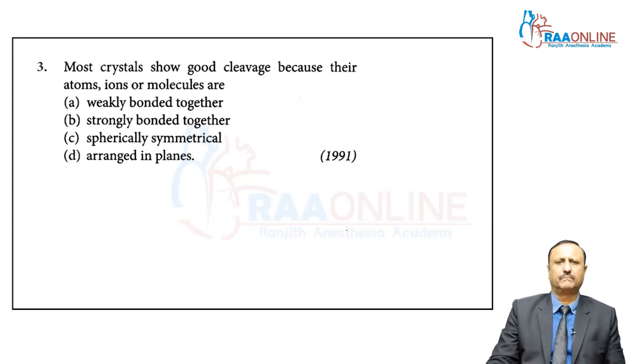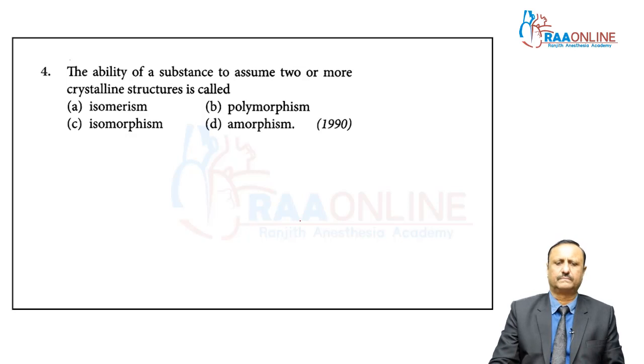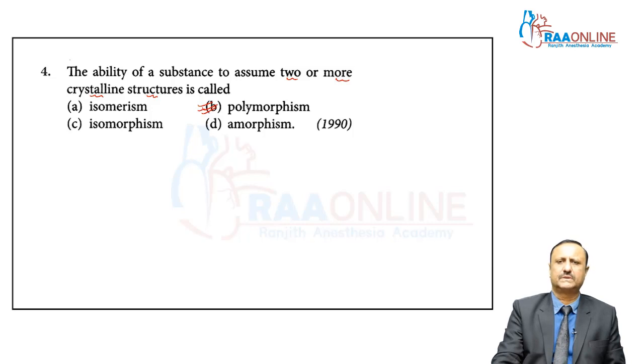Most crystals show good cleavage because their atoms, ions or molecules are arranged in planes. Now, my dear students, we can go to the next question, question number four. The ability of a substance to assume two or more crystalline structures is called, it's a theoretical question, my dear students, polymorphism. Question number four, answer is B.